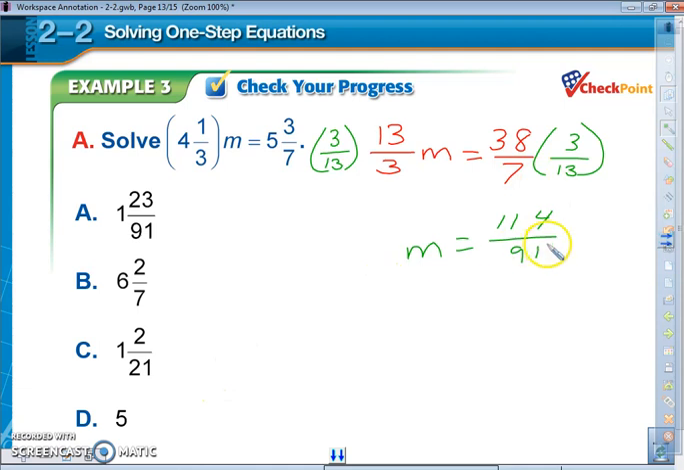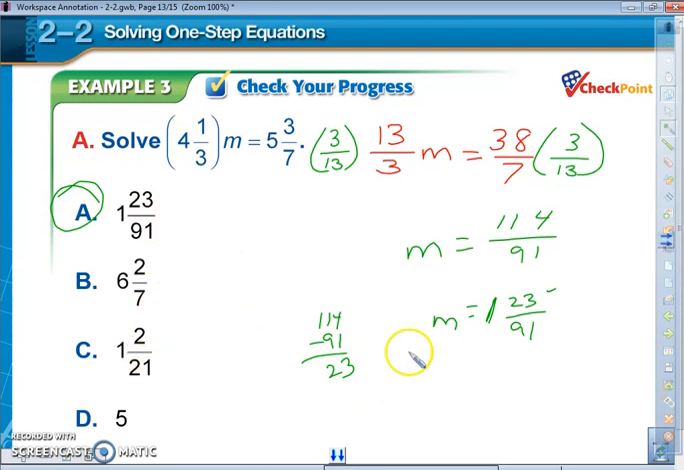91. So how many 91s are there in 114? Well, there's 1. Okay, so it's going to be a 1 and something. Well, 114 minus 91 is 23. 1 and 23 over 91. Now, can I reduce this? No, because one of these numbers is a prime number, maybe both. But I know for a fact 23 is a prime number. So my answer's got to be 1 and 23 over 91.